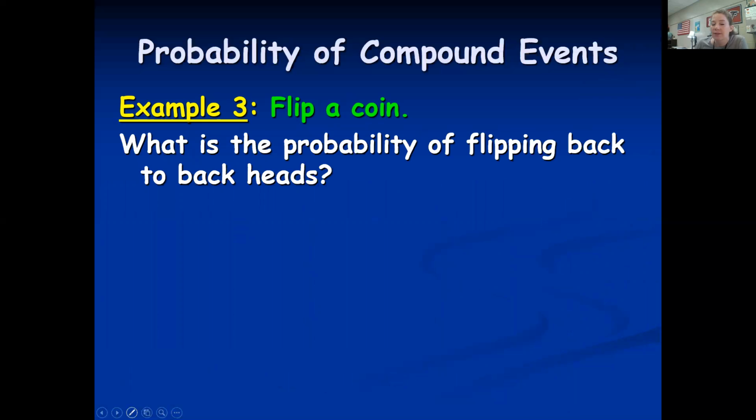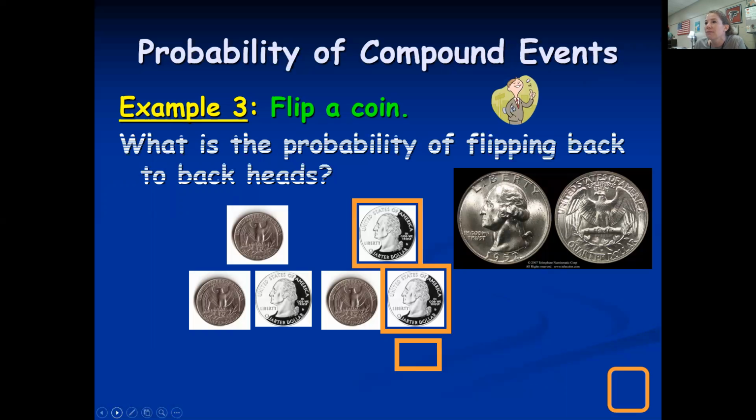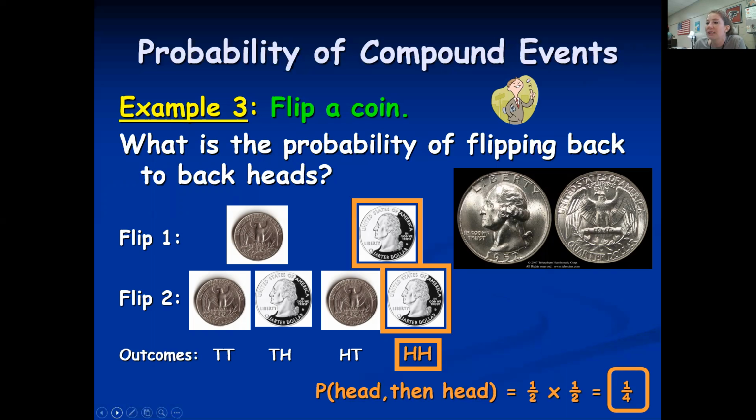Well, what's the probability of getting heads the first time? 1/2. And then the second time getting heads, 1/2. So to do that twice, two times in a row, I'm going to multiply 1/2 times 1/2, and I'm going to get 1/4.